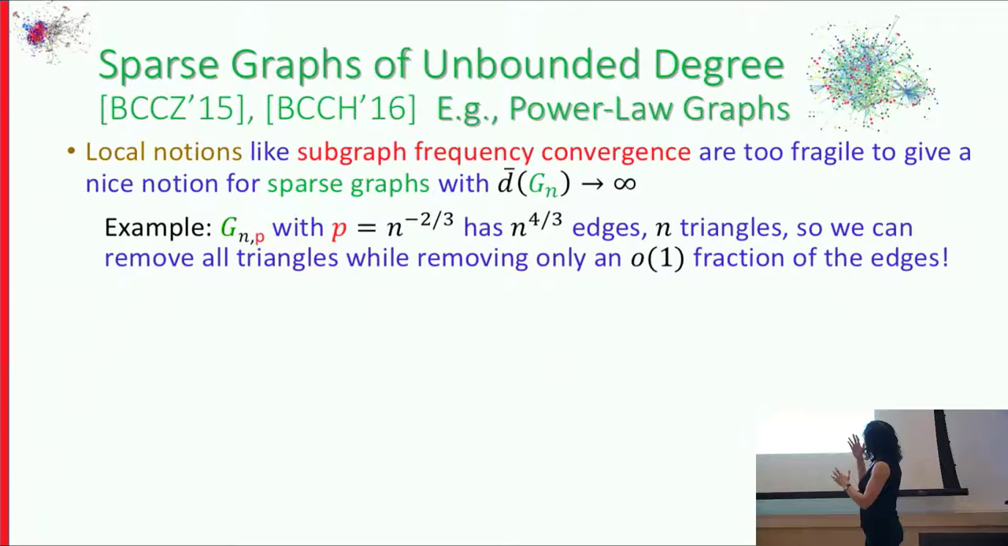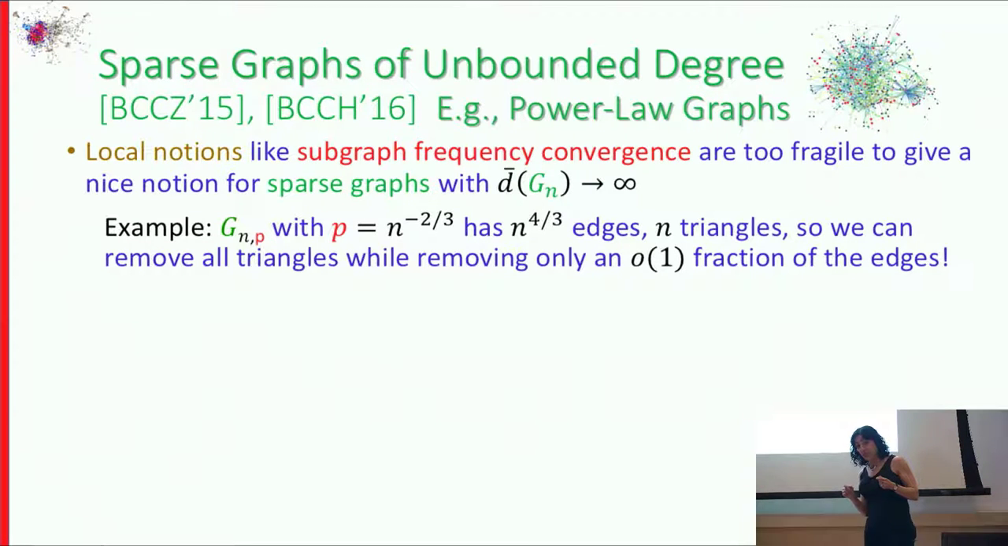And so how many edges does it have? Well, every edge has two endpoints. That's n times n, okay? And if the edge density is n to the minus 2/3, then it's n times n times n to the minus 2/3, which is n to the 4/3. So that's the edge density.